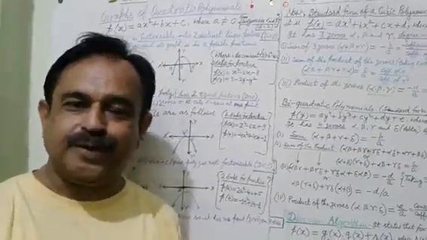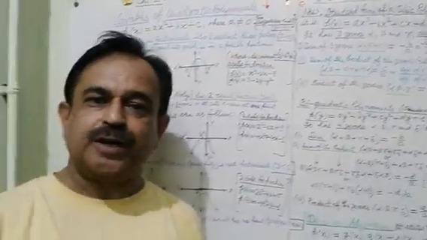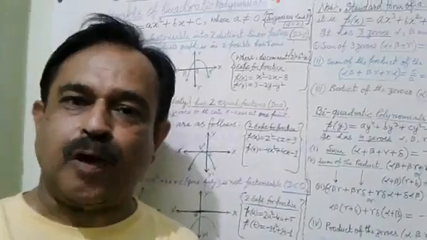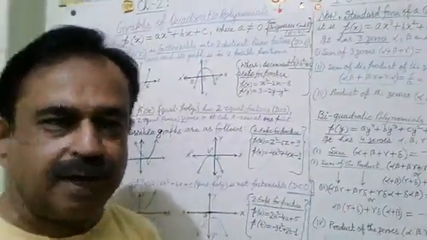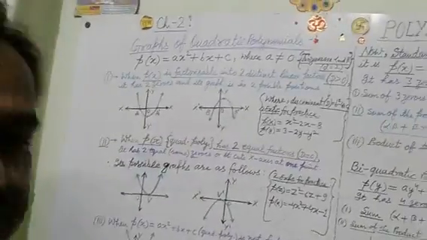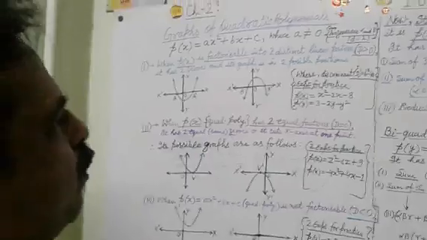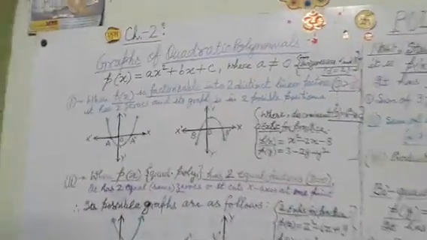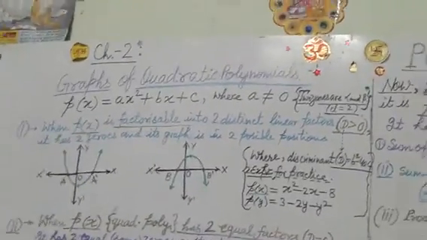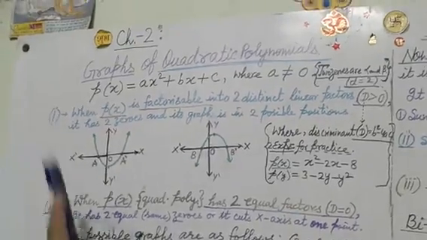In our previous video, we discussed the theoretical part of polynomials from chapter 1. Now we are going to discuss the problematic parts of this chapter. So the topic is the graph of a quadratic polynomial. Regarding this, we have three cases.